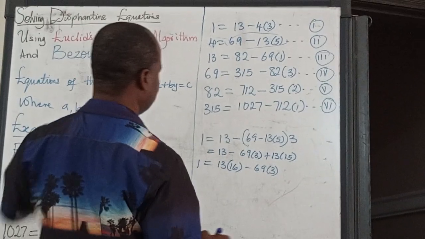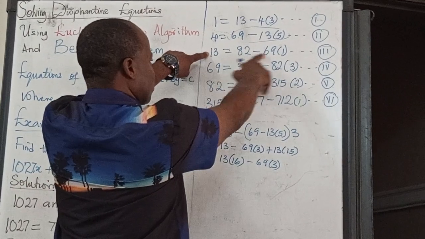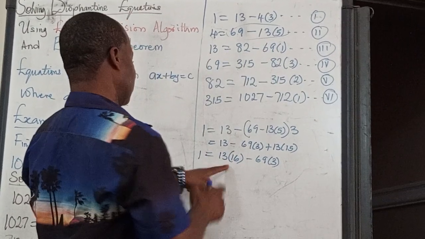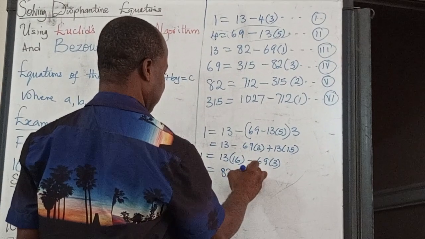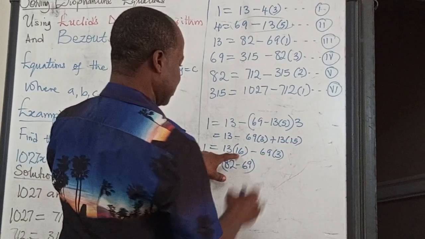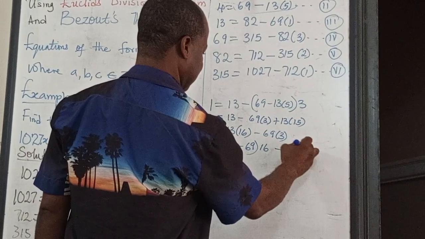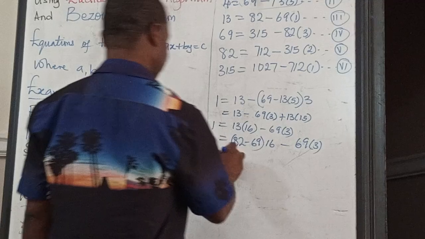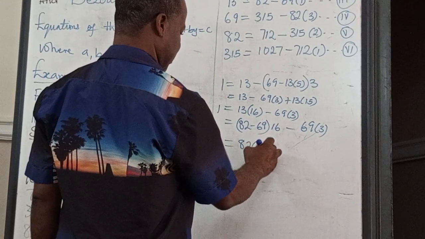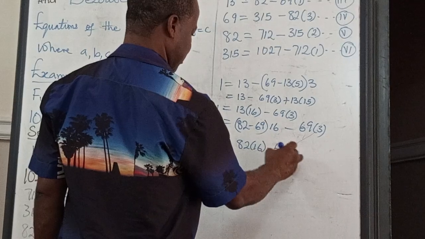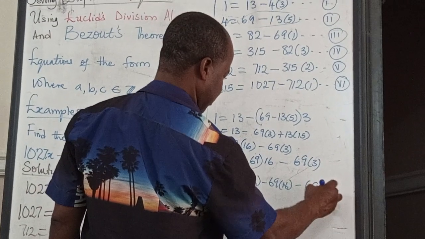Now let's go back up to equation 3, where we have that 13 is equal to 82 minus 59. So where we have 13 here, we can put 82 minus 69. Then this 16 that is here remains where it was. Then we keep on writing this minus 69 times 3. Now let's expand this bracket to have that 82 times 16 minus 69 times 16 minus what we have here, that's 69 times 3.